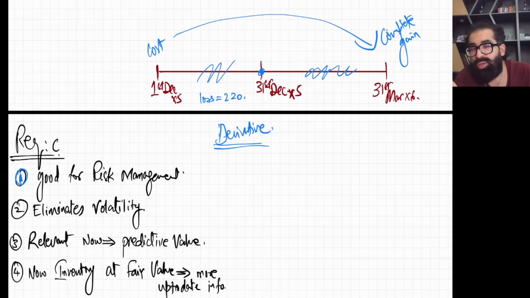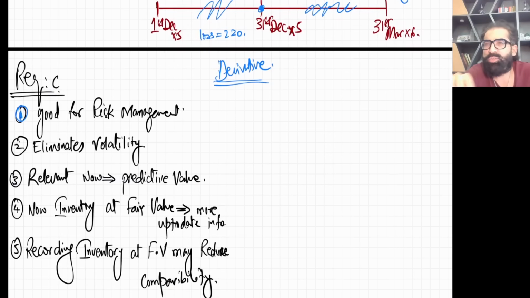Why? You have done the framework. Relevance is one of the fundamental qualitative characteristics, and you know one thing is predictive value. Any transaction which is giving predictive value is increasing the relevance. So yes, because of hedge accounting, we have fixed our future, it is secured. So it's giving a predictive value to the investor. Okay, so this is the third advantage.